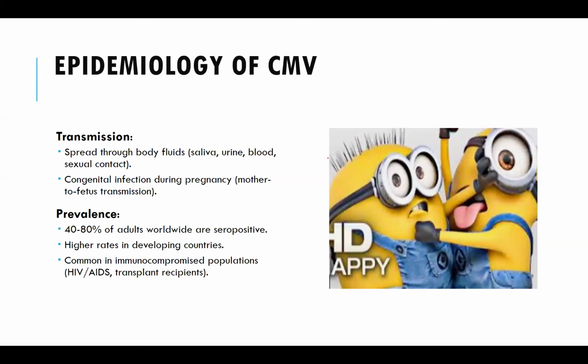And when you look at its transmission, it is also through body fluids. We've seen this already. So saliva, urine, blood, sexual contact can cause transmission of this virus. And it can also be transmitted vertically from mother to child through the placenta. It is part of the TORCHES. As you can see, these minions, this one is trying to give this one saliva, so it can end up infecting them with CMV. So the prevalence is between 40 to 80% of adults.